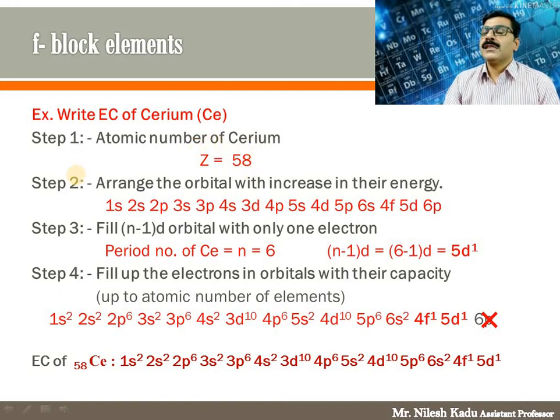Now the second step. In the second step you have to arrange the orbitals with increase in their energy. Just 1s, then 2s, then 2p, 3s, 3p, 4s, 3d, 4p, 5s, 4d, 5p, 6s, then 4f, 5d, 6p. Means in this way you can arrange the orbitals with increase in their energy.